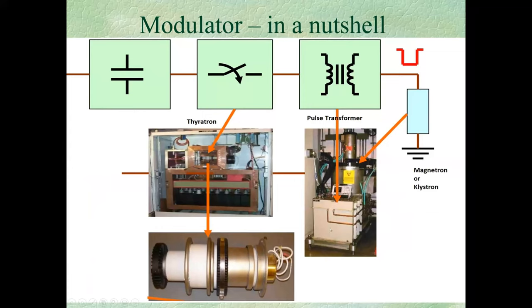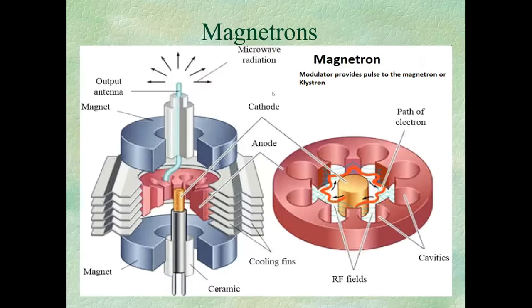And here we are looking inside the modulator. And inside the modulator, we have the thyratron. And you can see the capacitor that I talked about. It is a high storage capacitor, and then the pulse transformer. So all these are stored in this section, and this is connected to the klystron, and also it sends a signal to the electron gun. And once the signal is sent to klystron or magnetron, some accelerators have klystrons and some accelerators have magnetrons.